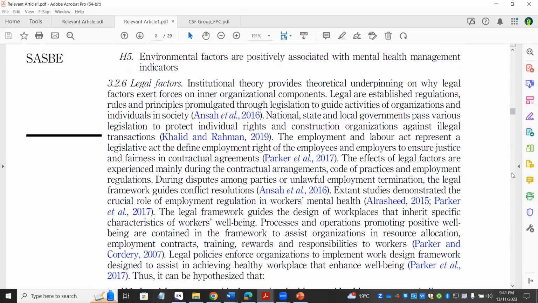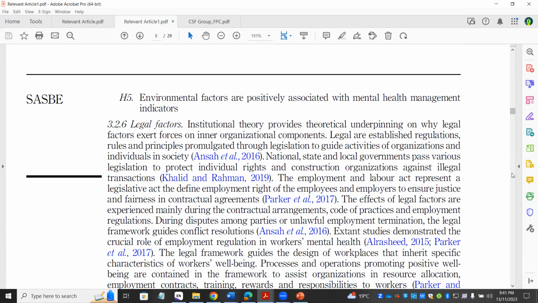Okay, so here too, in addition, he also tried to bring it in. So institutional theory provides a theoretical opinion on why legal factors exert forces on inner organizational components. Legal factors are established regulations or legal issues to guide the activities of organizations in society.